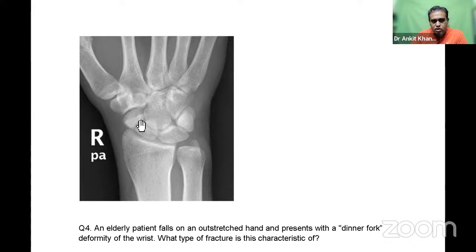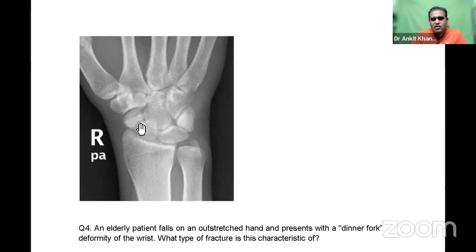Looking at the proximal row, here you have the mnemonic, 'She looks too pretty'. This is the scaphoid bone. Now this is not a lunate. This whole thing is the scaphoid bone, and here you can see the fracture of the scaphoid bone. Lunate is this over here. Scaphoid and lunate directly articulate with the lower end of the radius. Triquetrum is this bone over here. Sir, where is pisiform? Pisiform is a sesamoid bone which sits over the triquetrum, very small like a pea. Pisiform is sitting over here.